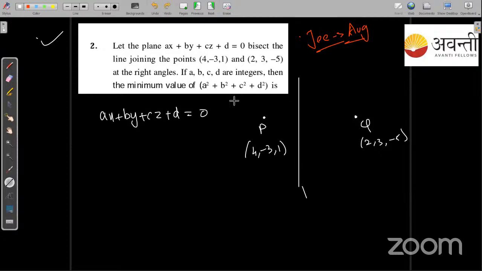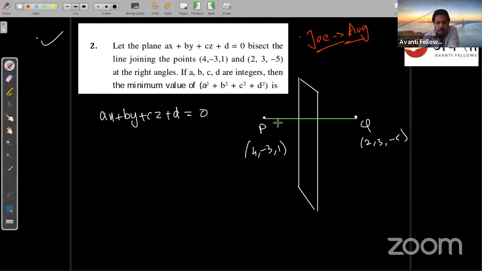So let us draw our plane. If I draw my plane, it is going to bisect our line joining P and Q at right angles. That is what he's saying. So this should be a 90-degree angle, guys. And what is the meaning of bisecting? Bisecting means, if I take this as point R, this should be the midpoint, right?